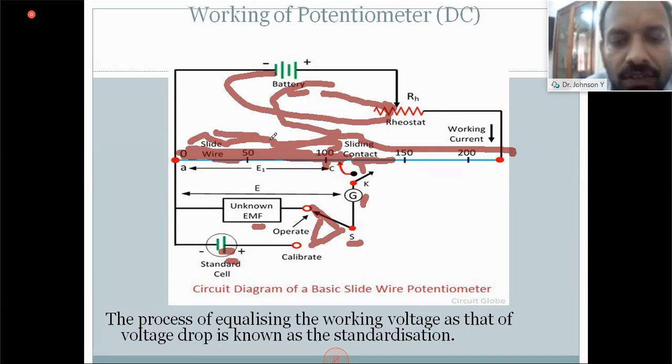From 0 to 100, we know the resistance is 100 ohms, because 1 ohm per centimeter, total 100 centimeters, then 100 ohms. Then the current through this is already set, that is 10 milliampere. So 10 milliampere into 100 ohms equals 1 volt. IR drop is 1 volt. Here the standard cell we set as 1.0186. That is the standard value normally used.